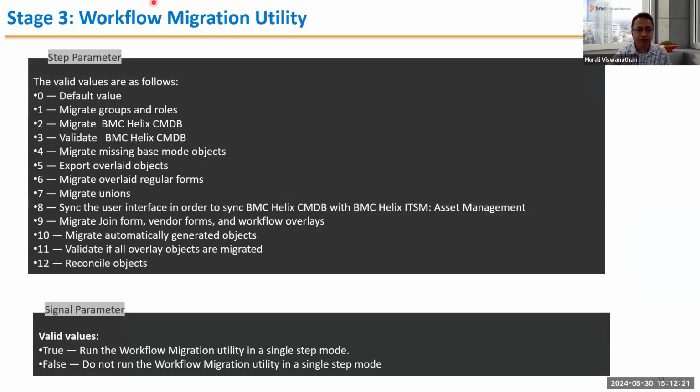So again, this is just a summary of the values, for all the steps, 0 through 12. The single parameter true means run the workflow in single step mode. False means it'll run for everything together. Next slide, please.